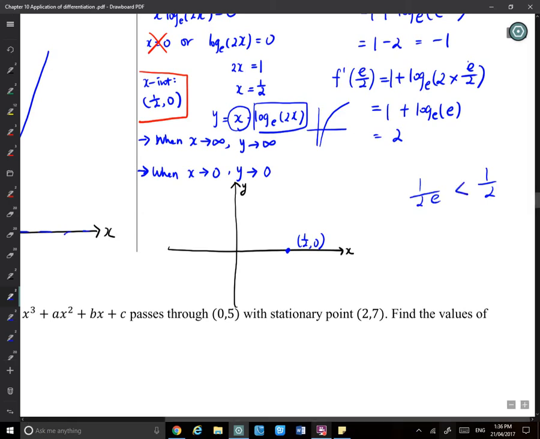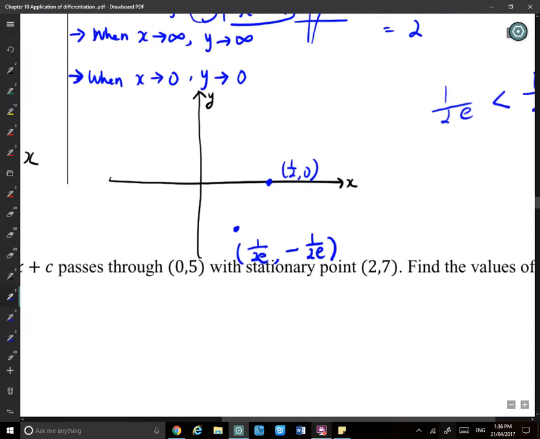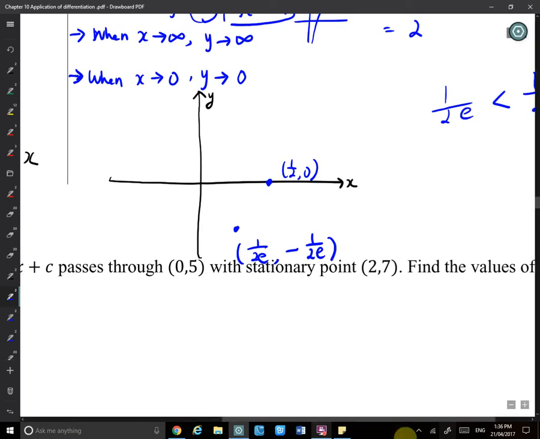Smaller sign. Okay, so this number is to the left of that point. I don't know where exactly that is, but I'll say it's here. That's 1 over 2e, negative 1 over 2e. Is that negative? Yeah. That should be a turning point, a minimum turning point. Let's say it will look like that, and it will go to positive infinity when x gets to infinity.